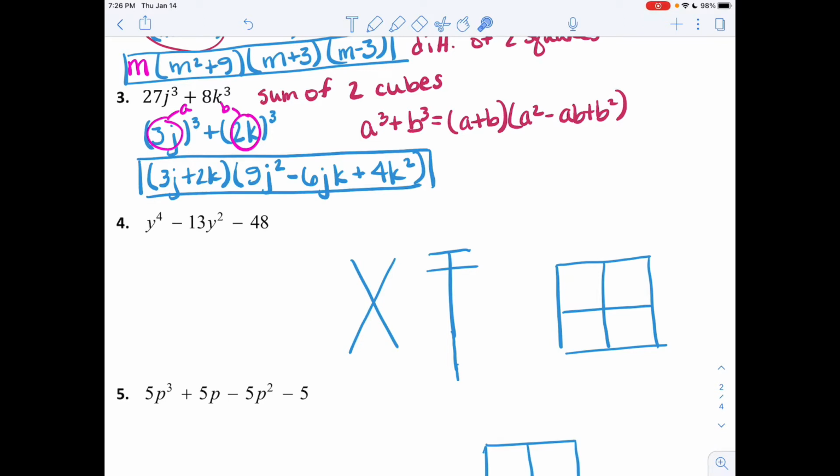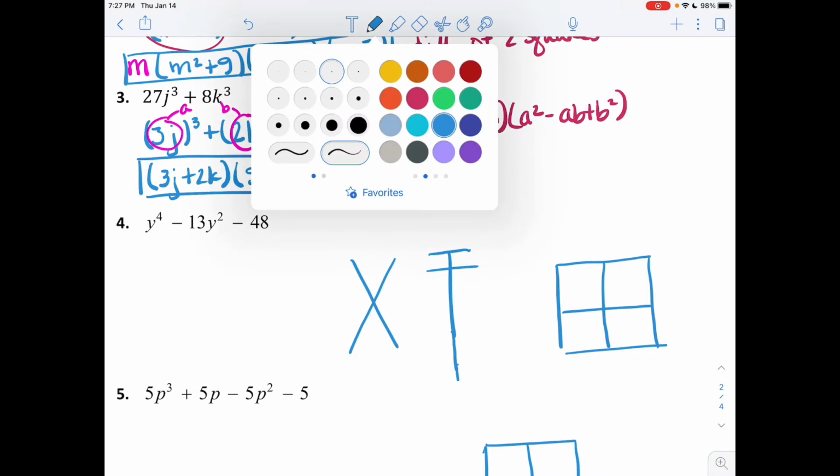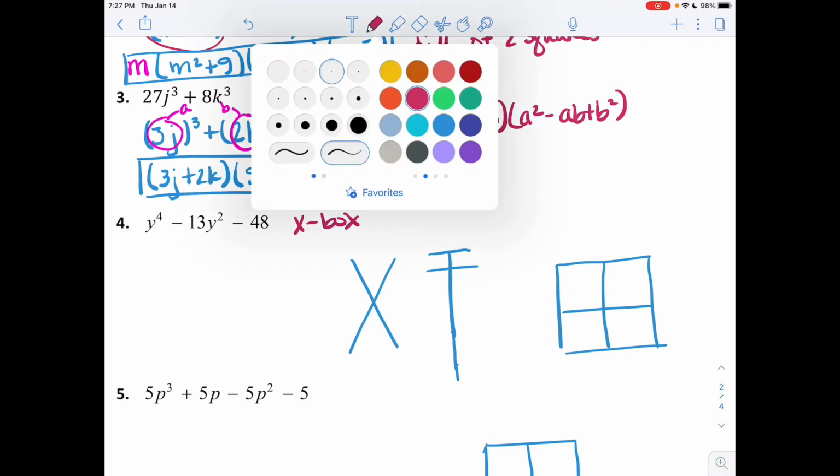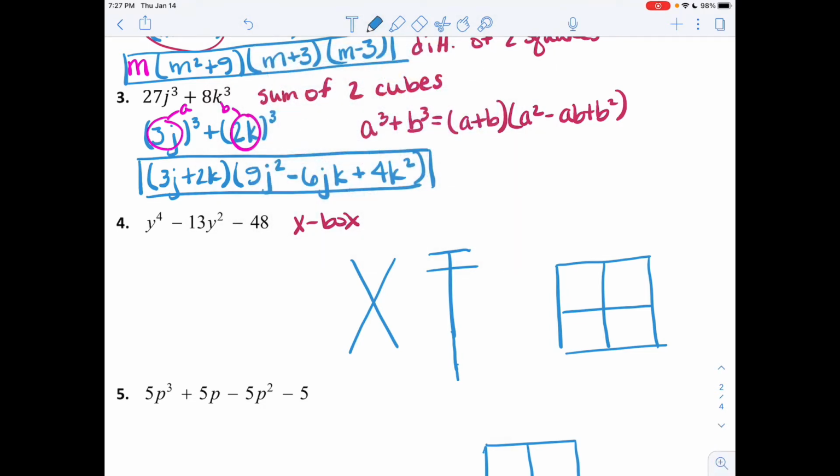I notice that it has 3 terms, so that leads me to immediately saying that I'm going to be using Xbox. So I have an Xbox set up here and I'm going to fill it in. Remember that A times C goes in the top, so that's going to be 1 times negative 48, negative 48. B goes in the bottom, negative 13.